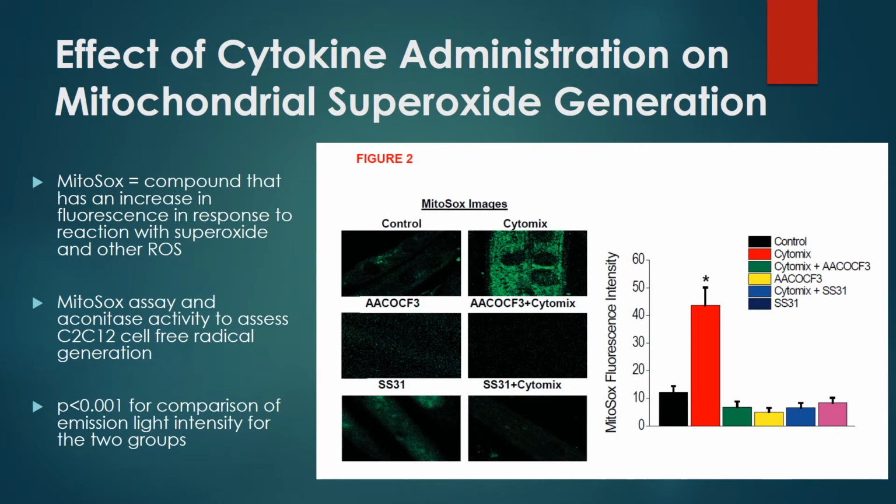And you can see this with the green and the yellow bars in figure 2. In other words, cytokine-mediated increases in C2C12 cell superoxide generation are downstream of CPLA2 activation. Finally, they administered SS31, which is a mitochondrial superoxide scavenger. This blocked the cytomix-induced increase in fluorescence, which further reinforced their results.